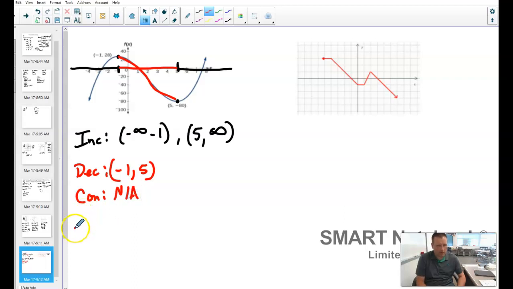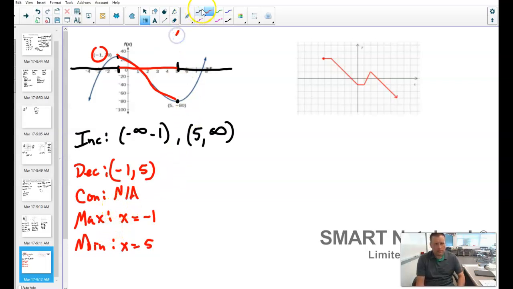I do have a relative max, so my max value is going to be this point that's right here when it changes from increasing to decreasing, which we're just going to say x equals negative 1, because that's where that point is if you look at that. And then my minimum value is where it changes from decreasing to increasing. It's the valley here, so that's going to be at x equals 5 is where that minimum is going to be.